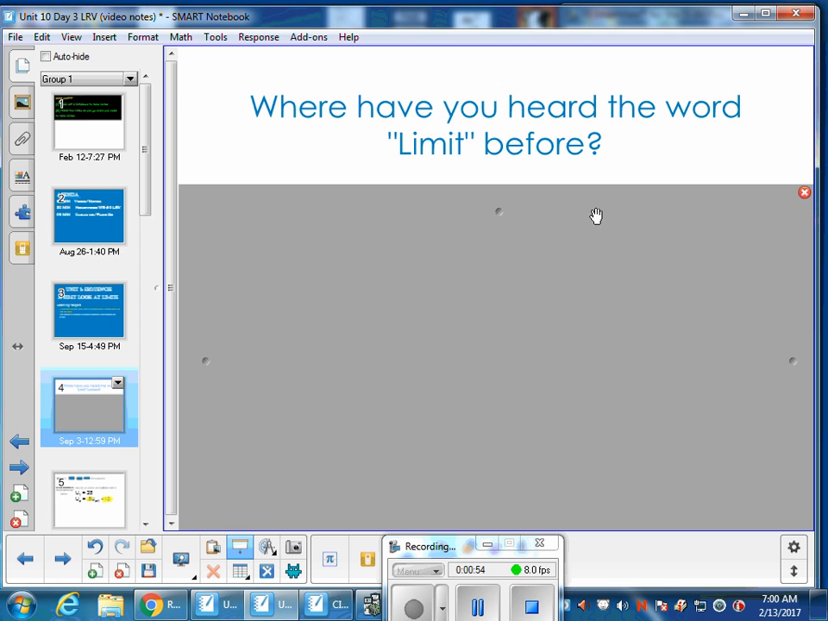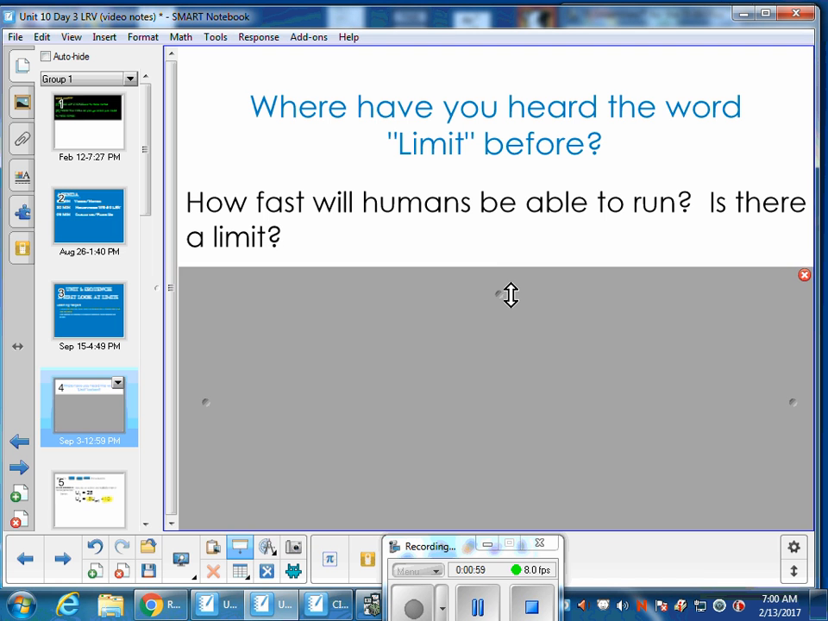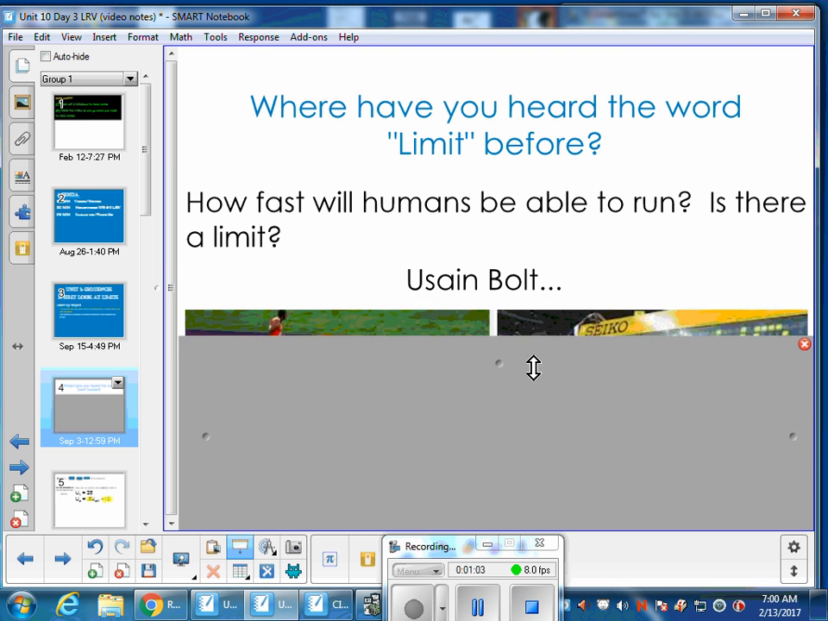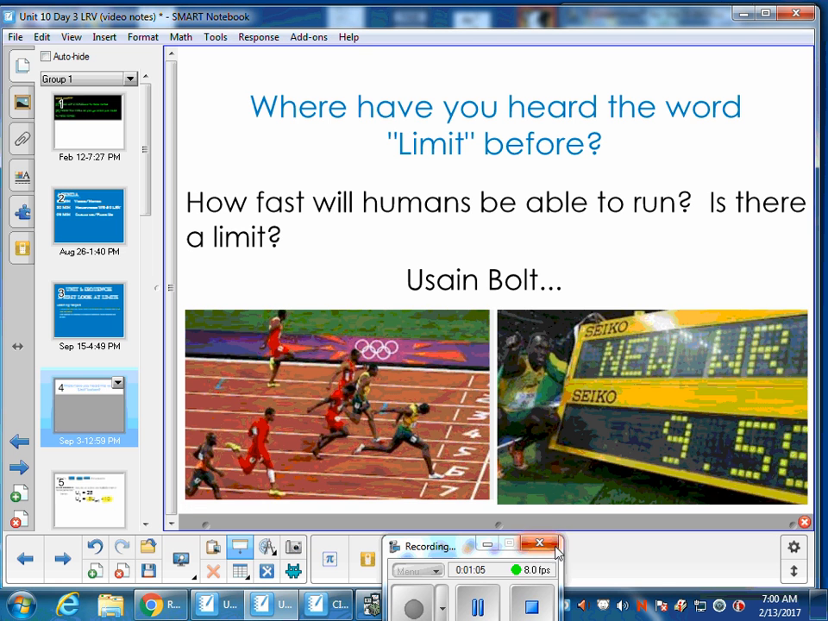So if you've ever heard the word limit before, it appears in like English and math, okay? So for example, how fast will humans be able to run? Is there a limit? So Usain Bolt's the fastest person in the world, and is there a limit to how fast he can run? I think most people would argue, yes, there's a limit to how fast he can run. So he can't get down to 0 seconds, he can't get down to negative seconds. So most things in life have a limit, okay?